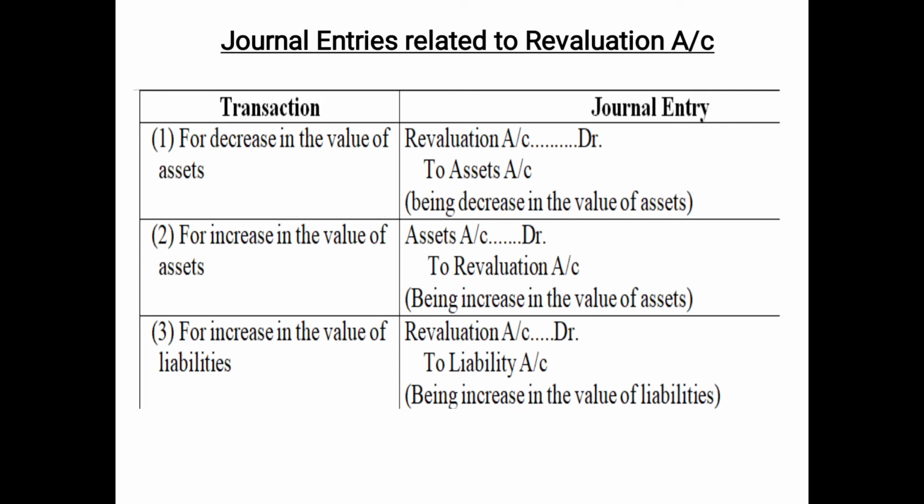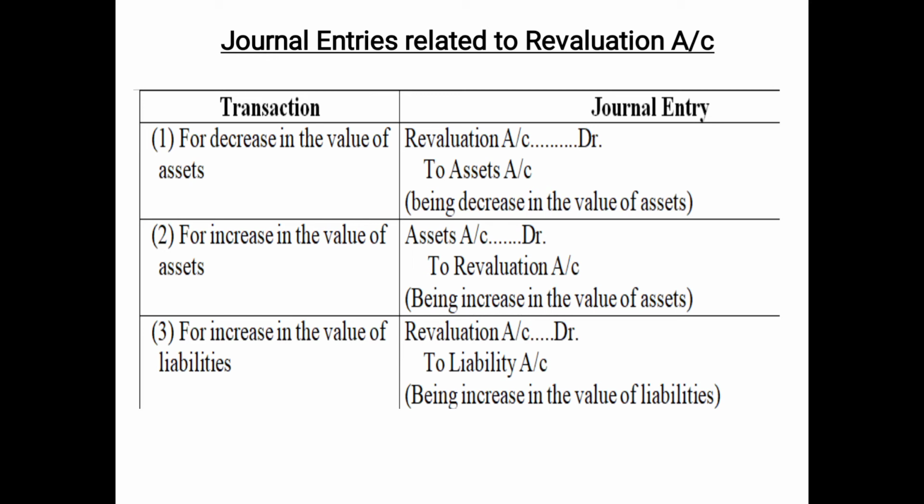Similarly, the second one is for increase in the value of assets. So assets have a debit balance. If it increases, it will be debited. And if the assets are debited, what is to be credited? Revaluation account. So for increase in the value of asset, the entry will be assets account debited to revaluation account. Narration can be being increase in the value of assets.